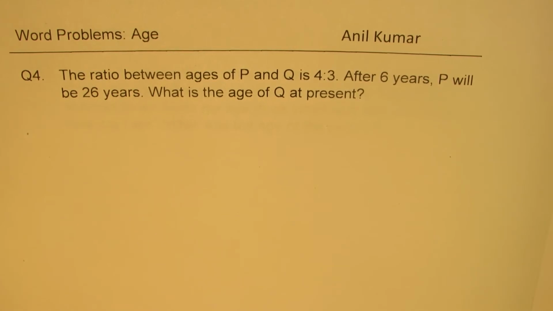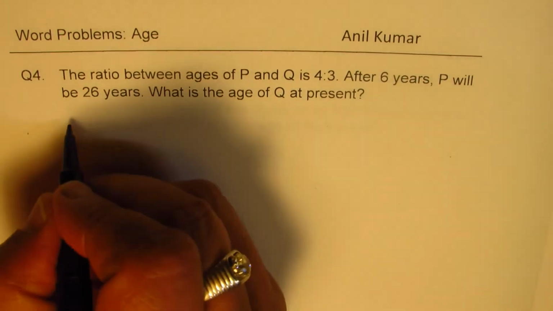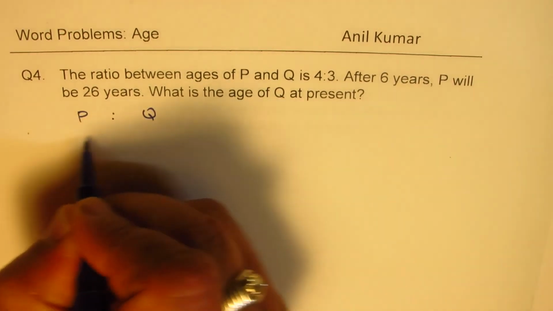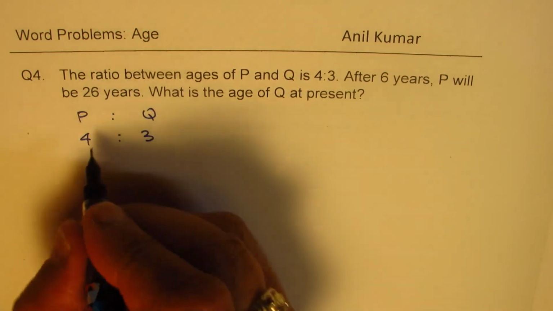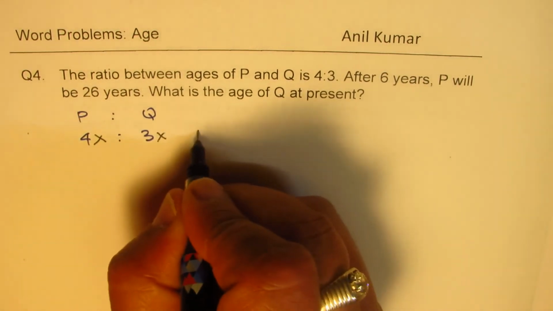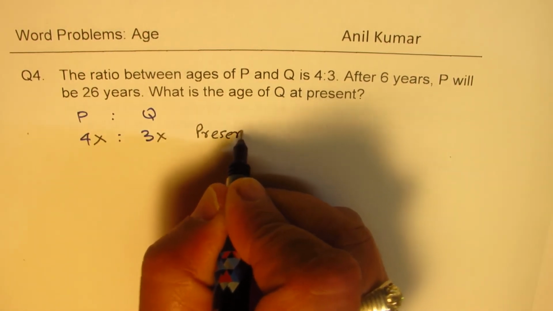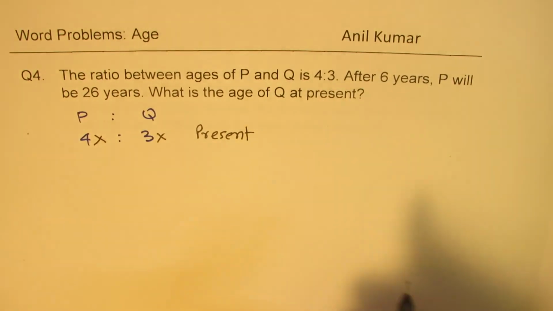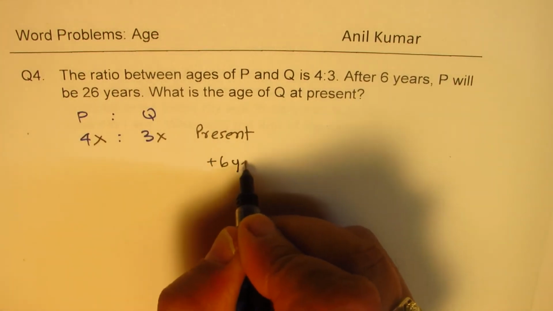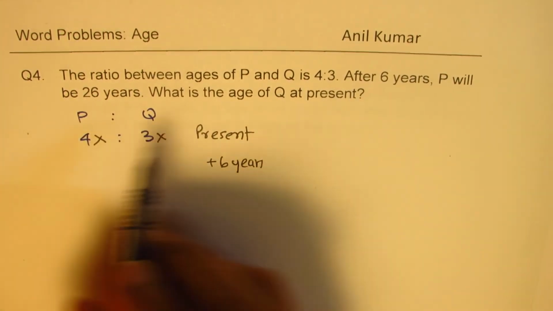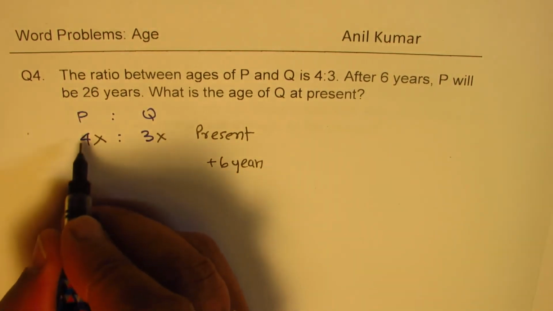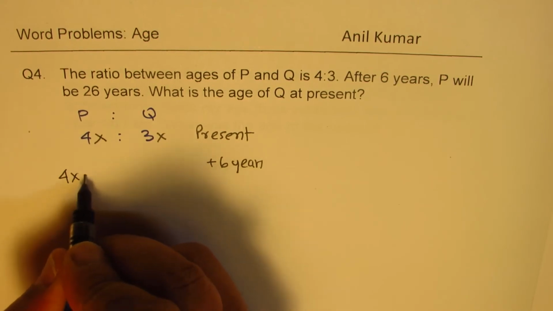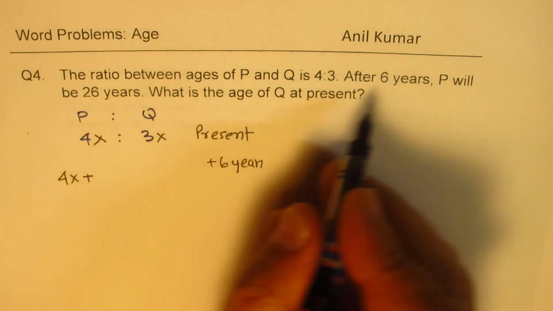The ratio between ages of P and Q is 4:3. So we are given P is to Q again. The ratio is 4:3. So actual age, we will say 4x, 3x, right? So this becomes present age. After 6 years means plus 6 years, right? P will be 26. So plus 6 years of P, which is 4x plus 6.